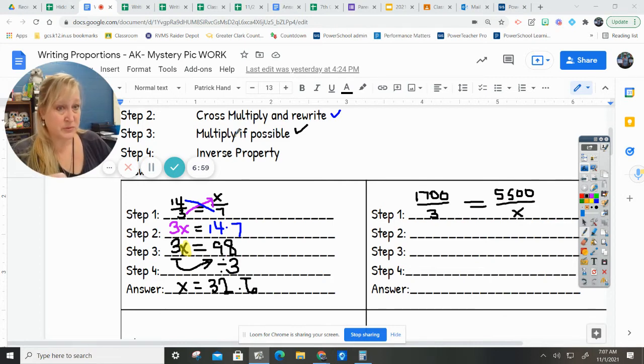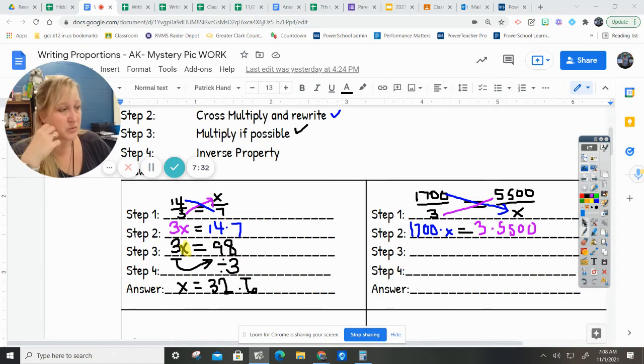We have done what we're supposed to do. We've written the proportion. Step two, we're going to cross multiply and rewrite. So again, I'm going to cross multiply. I always choose the X to go with first. So that's 1700 times X equals three times 5,500.